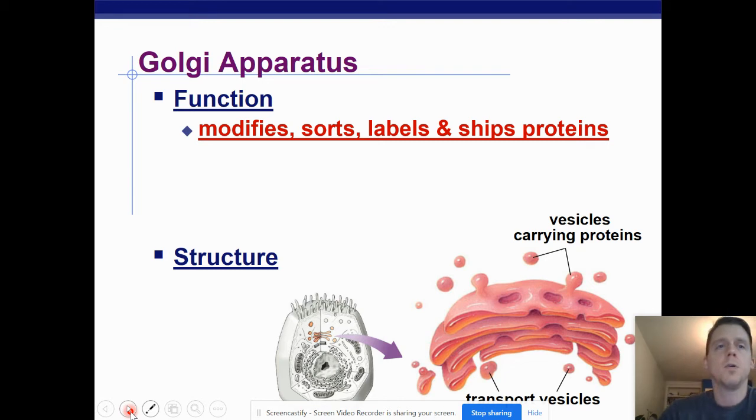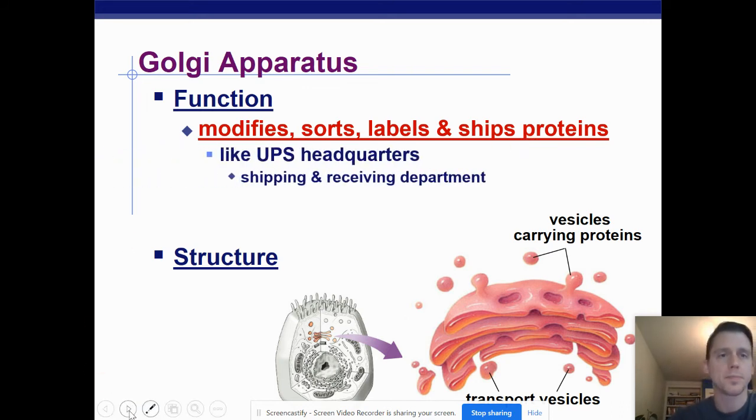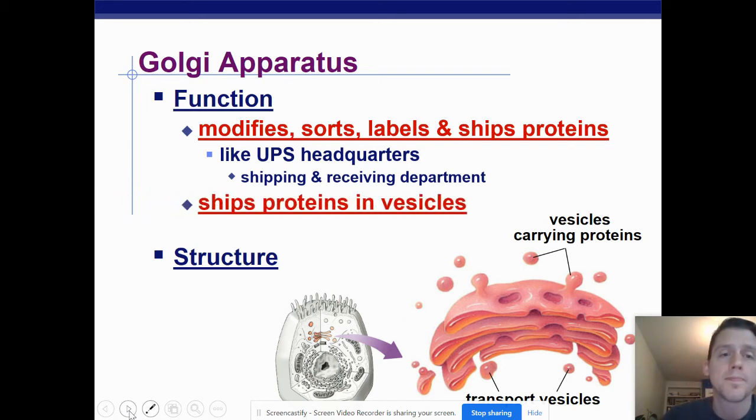All right, so in addition to the rough and smooth ER, we also have the Golgi apparatus. The Golgi apparatus's function is to modify, sort, label, and ship proteins. It's sort of like UPS. Basically, the proteins arrive at the Golgi apparatus. The Golgi apparatus is the shipping and receiving. The Golgi apparatus decides, well, this protein needs to go to this cell. This protein needs to go to another cell.